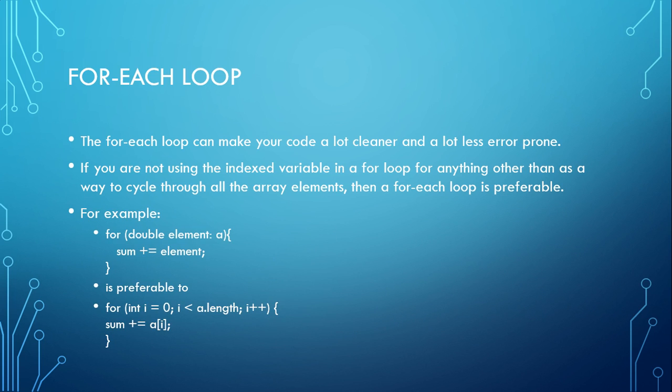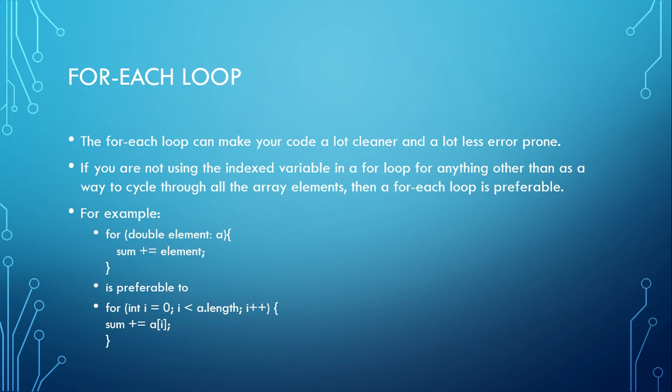So here's a quick example. For double element : a, we're just saying sum plus equals element. So what you're doing is taking sum and adding that to element. We're not worried about the sum because it's probably just declared outside, and in this case it would have to be a double because we have a double array. So it's just a double sum, and each time it goes through the loop, it's adding element into that sum. So it's adding up the sum of all the elements in the array.